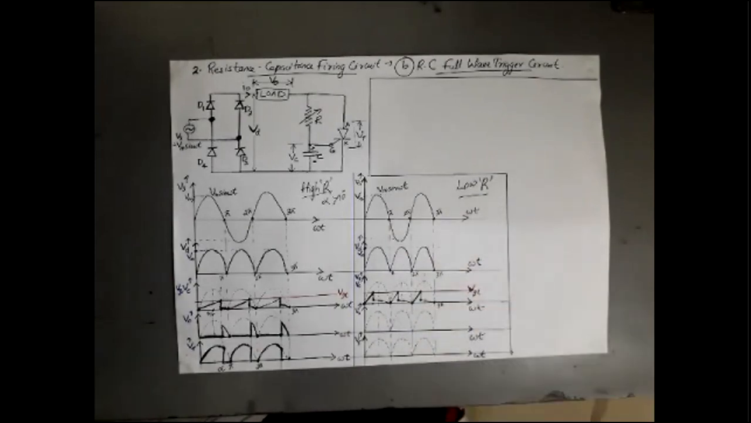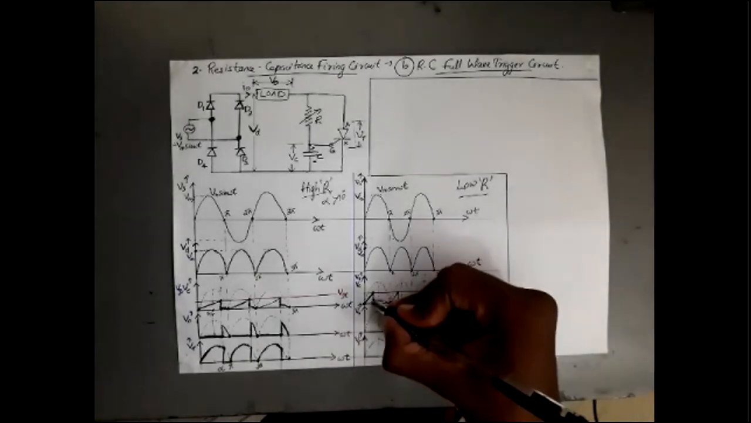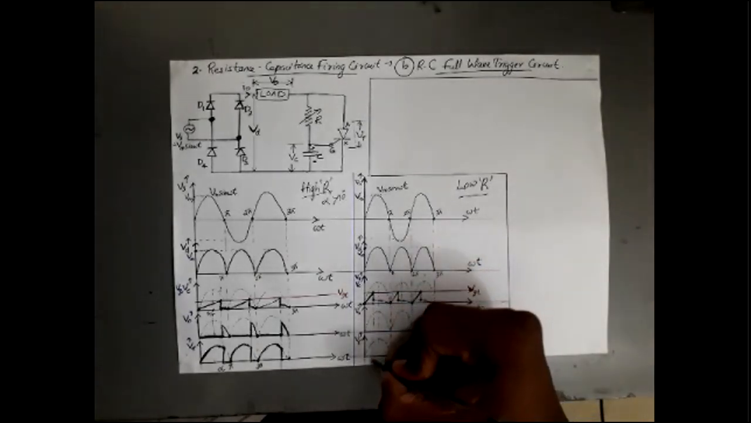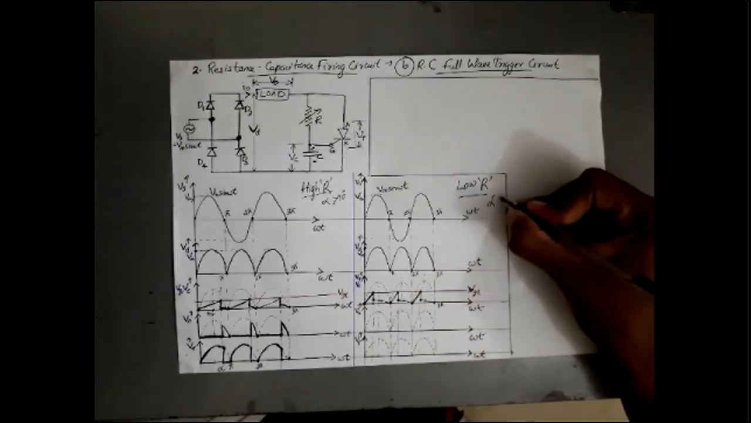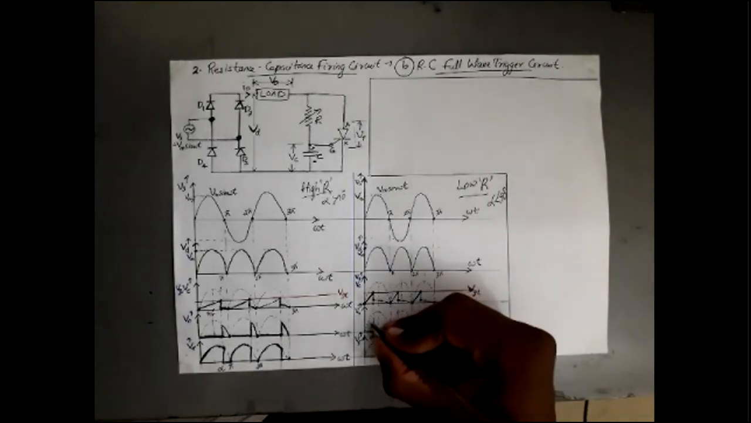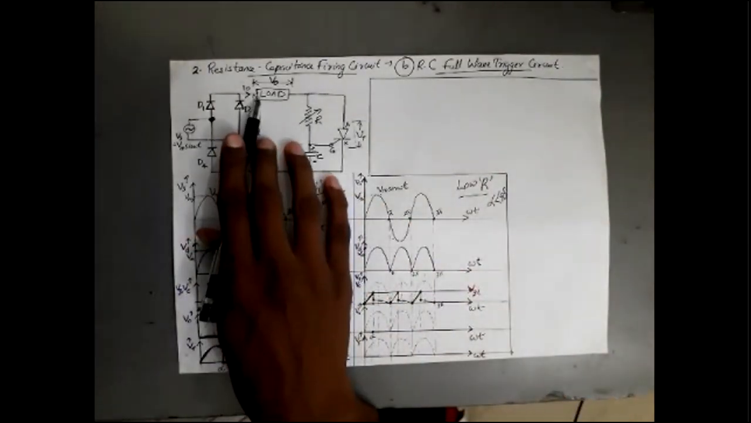From this what we got is that alpha, that is the firing angle, becomes a value less than 90 degree. Alpha is less than 90 degree in this case. Okay, at this point alpha my SCR is triggered. As we know, output voltage will appear only when my SCR is triggered. When my SCR is not triggered, no current will be flowing through the circuit, that is I naught will be almost near to zero, so V naught will be almost zero.